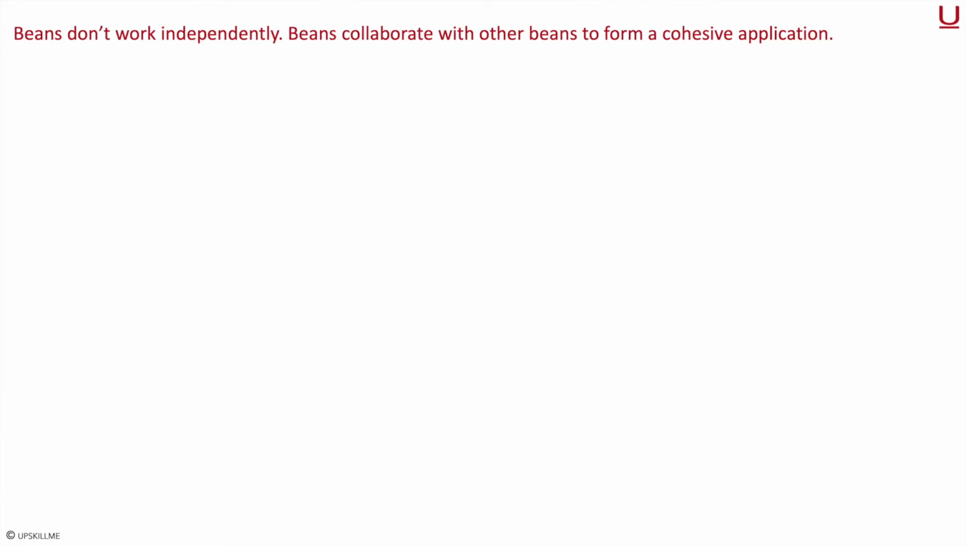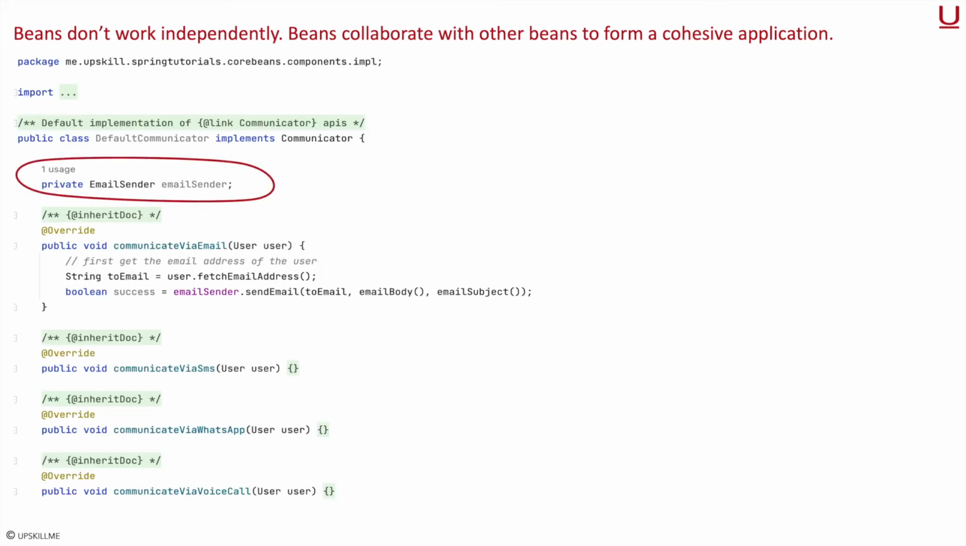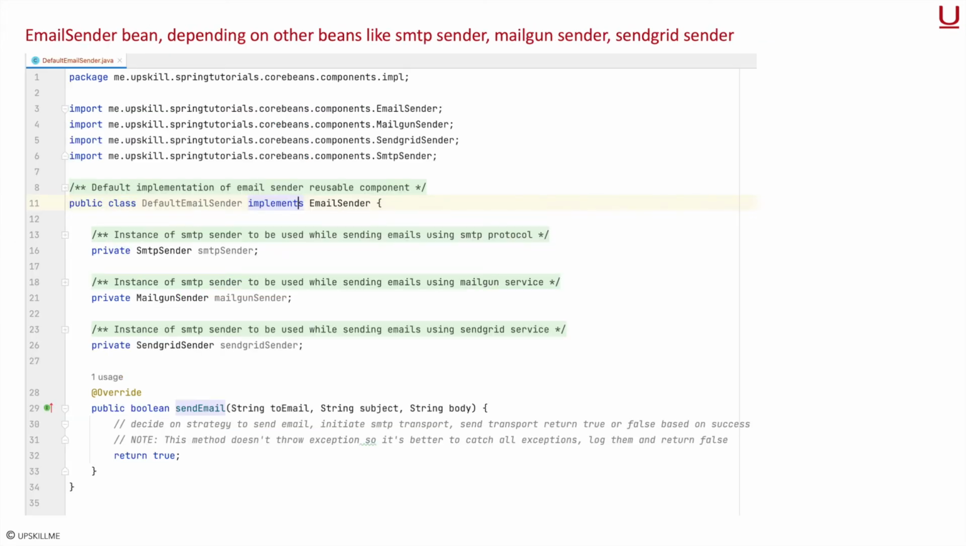As we all know, beans encapsulate part of the functionality of an application, modularize the code, and behave as a reusable component. But beans don't work independently. It is highly unlikely for a bean to act independently. If we take our previous example of communicator, we see that communicator has a dependency on email sender bean. It is possible and even encouraged for email sender bean to internally depend on other beans to fulfill its responsibility.